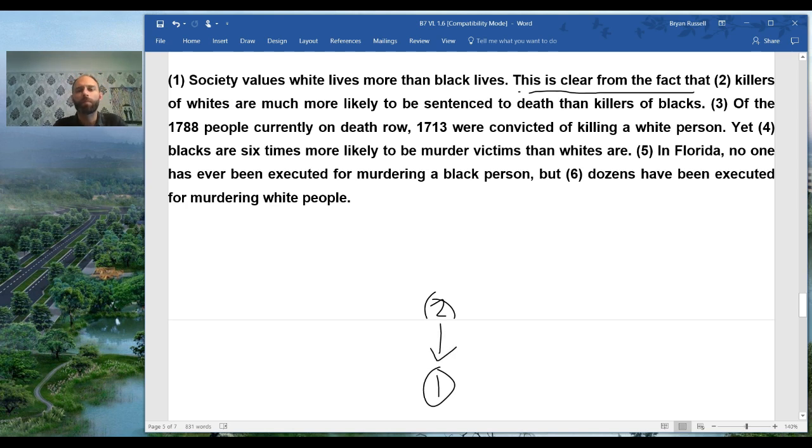So we have 2 as a premise for number 1. Now, why should we believe that killers of whites are much more likely to be sentenced to death than killers of blacks? 3 and 4 seem to give us some reason, right?